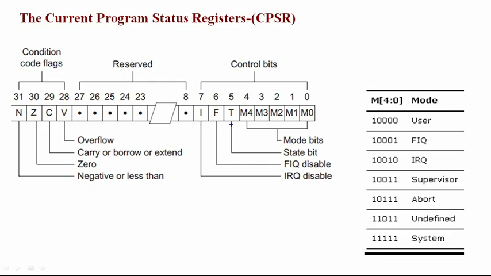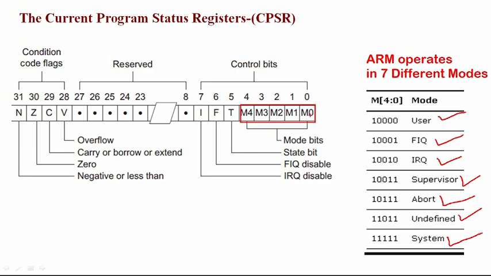Okay, and the remaining 5 bits that you are seeing are reserved for modes. Guys, I already told you that the ARM processor operates in 7 different modes. So what are the 7 different modes and how do we identify this bit pattern? We have to load a mode field in order to switch from one mode to another mode. So this is the CPSR register. I hope this is clear to all.